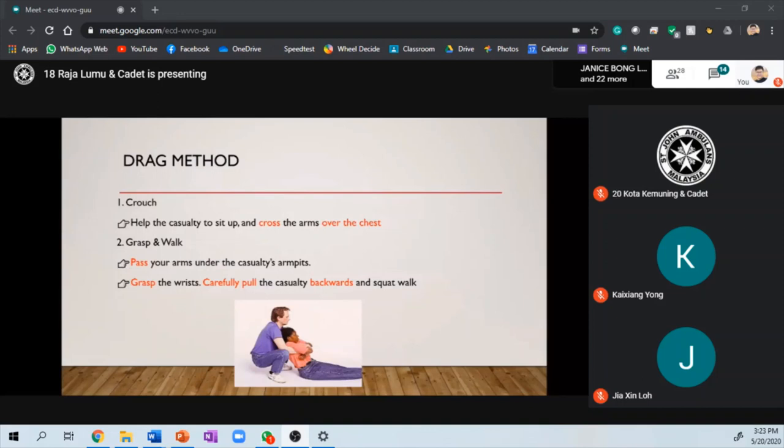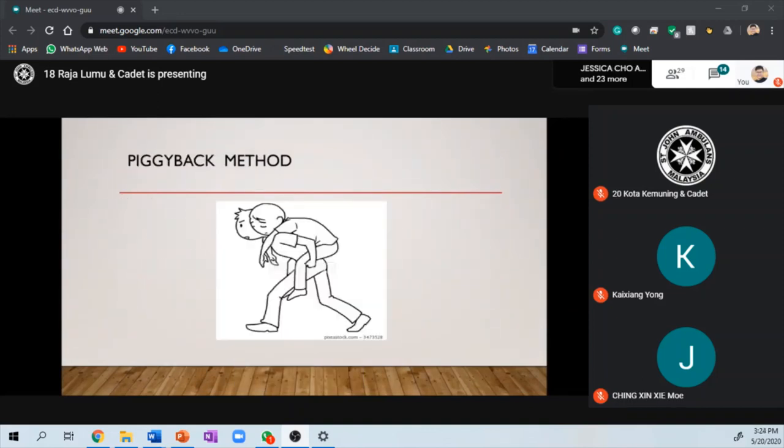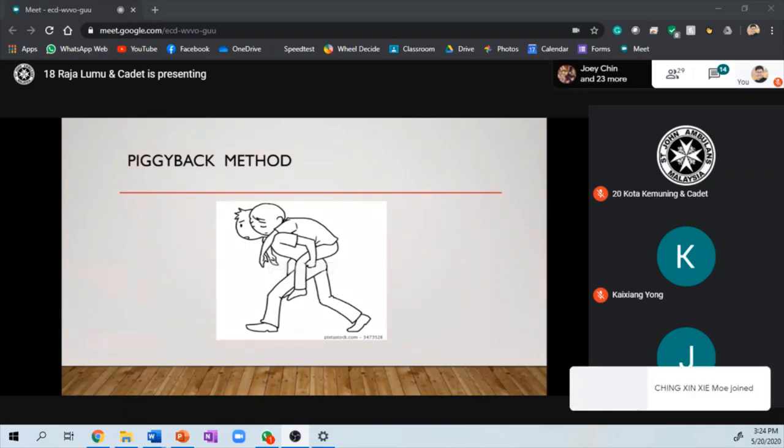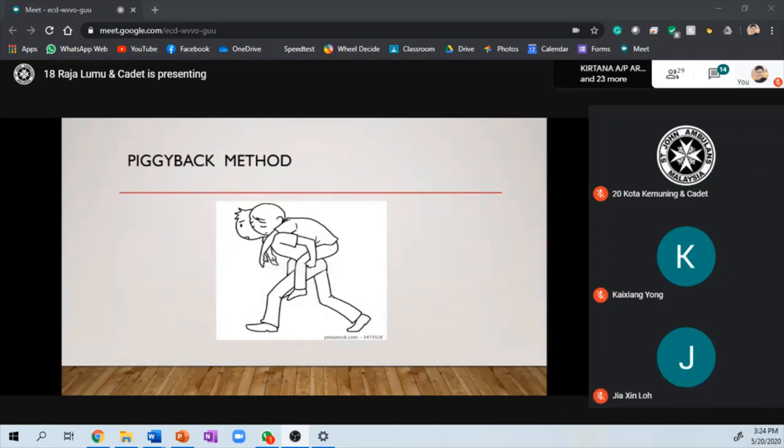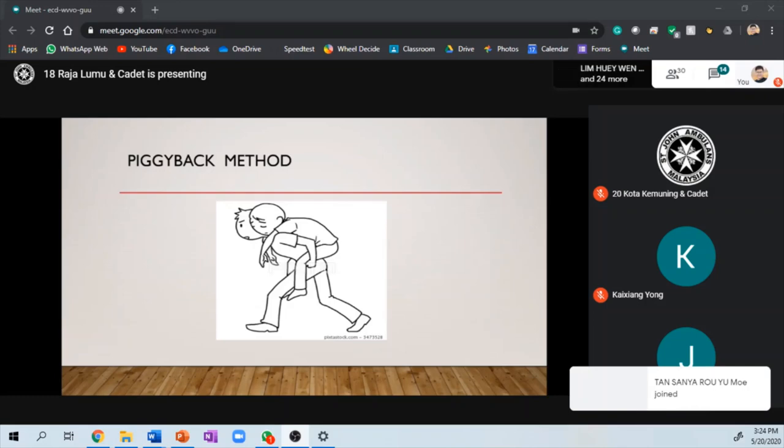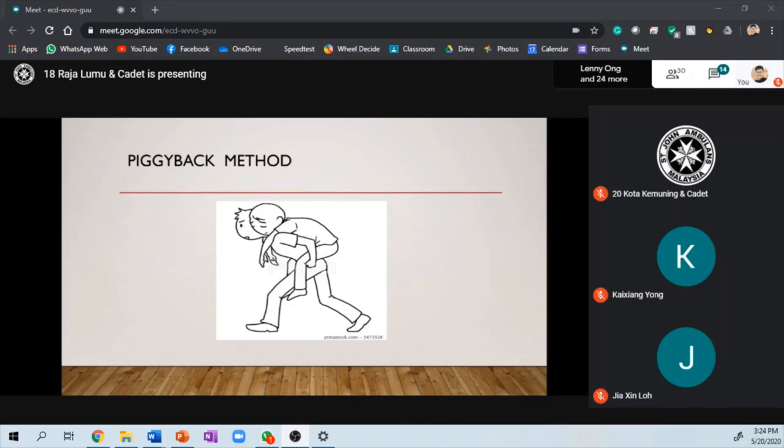Now we move to the last method of carry for one first aider, which is the piggyback method. I believe many of you have watched dramas. After you saw it, you already know how to do it. If you don't know, you can ask your senior or any senior member that you know. So we move to the next topic.